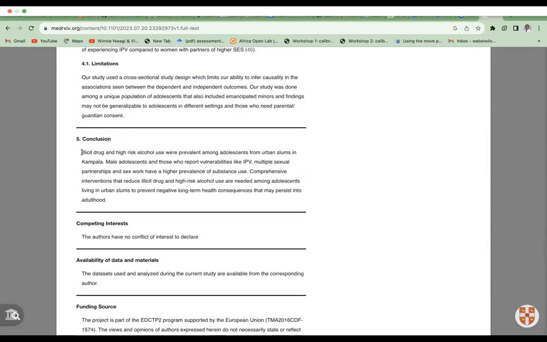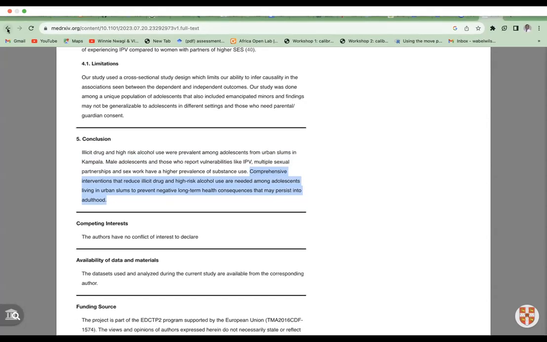Sometimes in the conclusions, they make conclusions, but they can also comment on where future work needs to be done. For example, you can look at this study here. It says that illicit drug and high-risk alcohol use were prevalent among adolescents from urban slums in Kampala. Male adolescents and those who reported vulnerabilities like IPV, multiple sexual partnerships, and sex work have a high prevalence of substance use. Comprehensive interventions that reduce... So in other words, this is what these authors are recommending. Even when you are writing your literature review, you say so-and-so did this, they found this, they recommended this, and so my work is going to advance A, B, C, D, X, Y, Z.